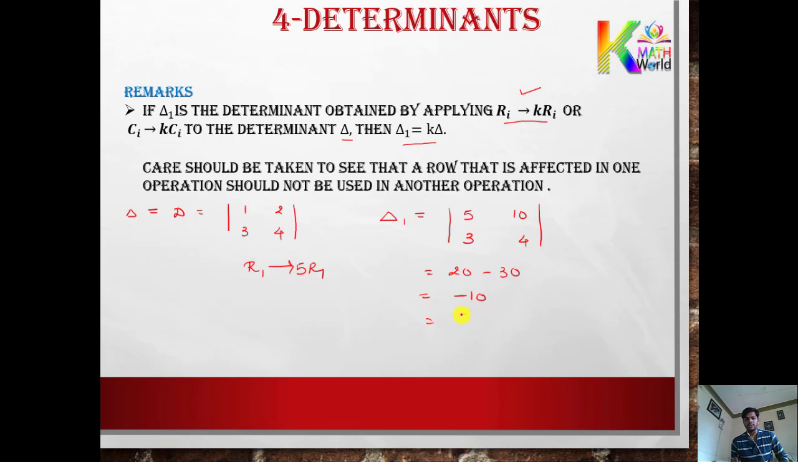What was your k? That is your 5. So this can be expressed as 5 into minus 2. 5 is your k, and minus 2 you can see is 4 minus 6. That was your minus 2, and minus 2 is nothing but delta. So k delta. So you can say that delta 1 equals k delta. In short, if any row gets multiplied by k, then the value of your new determinant becomes k times your old determinant.